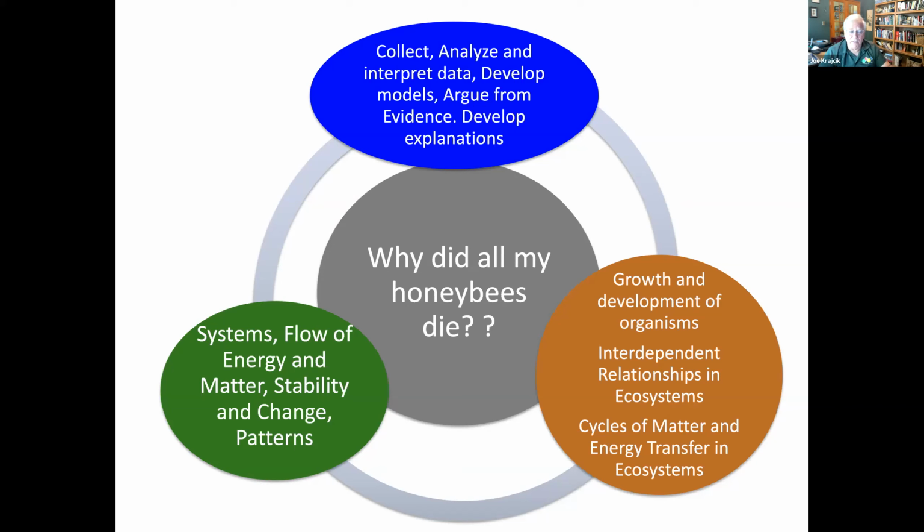Another possibility was they froze to death. Why? Because maybe I didn't have enough ventilation in my hive. And because I didn't have enough ventilation in my hive, bees are like any organism, they respire. And when they respire, they give off water. And that water actually collects at the top of the hive and can drip back down, and it can actually land on them and they freeze to death. Is that what happened?